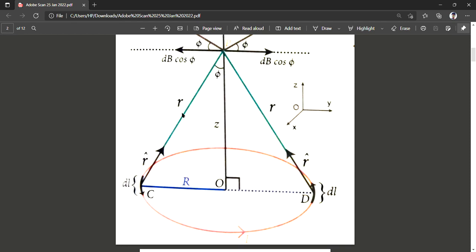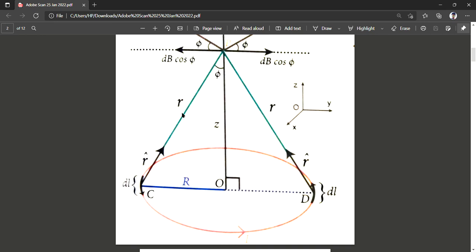From the small triangle OPC, then you have to calculate sin phi. Sin phi equal to opposite side by hypotenuse. Opposite side here is CO. The value of CO is the distance capital R, and the distance of PC is small r. Then you have to find out the value for small r. How will you calculate the value of small r?